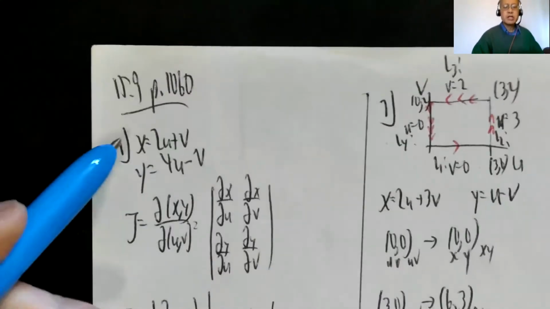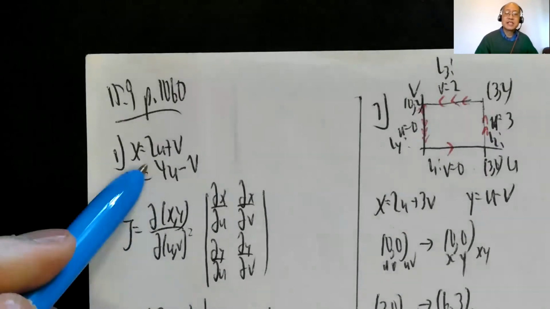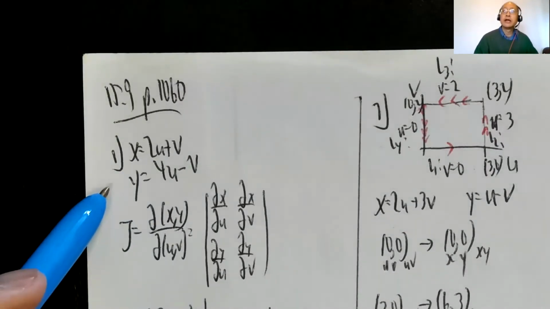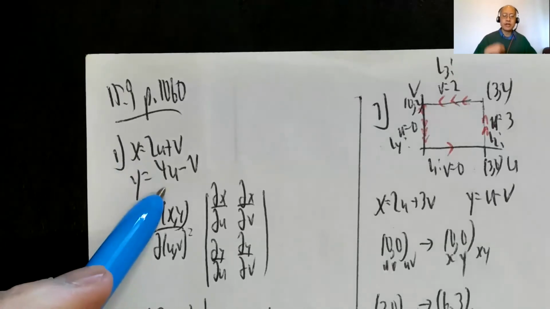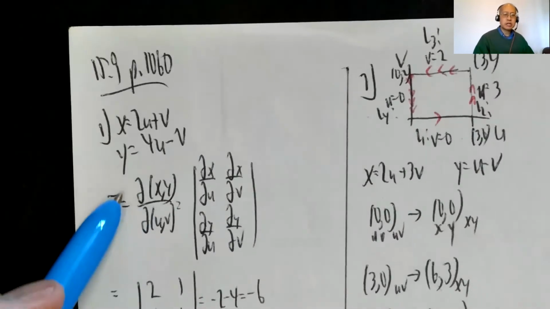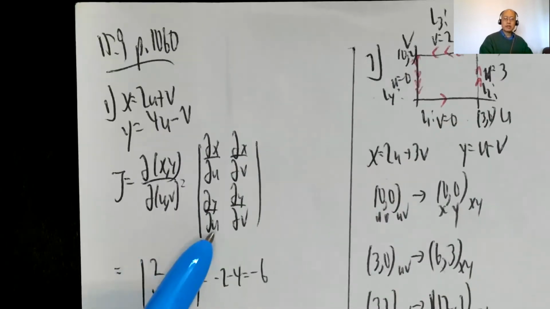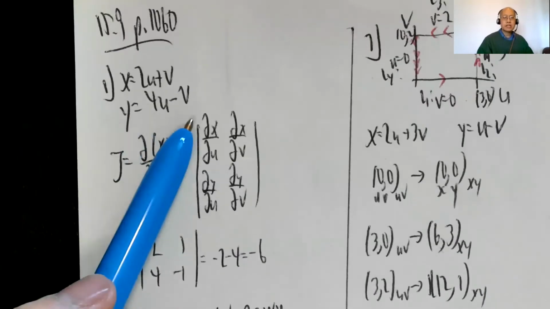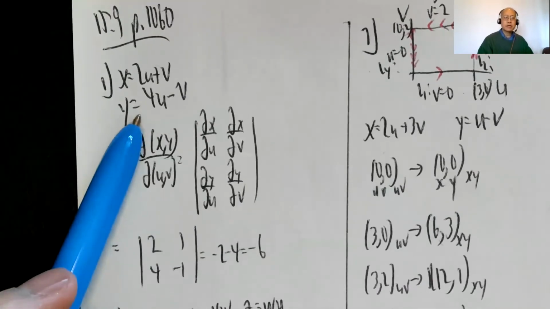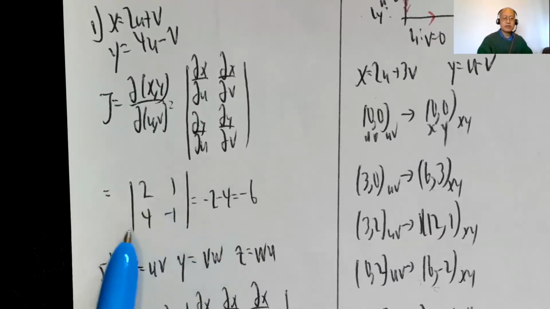All right, so number one, transformation: x is 2u plus v, y is 4u minus v. Again, this is just like in Calc 1 and Calc 2, let u equal 3x squared. But here, x and y are defined in terms of u and v. So the Jacobian, by definition, is the partial of x, y with respect to u, v: partial of x with respect to u and v, partial of y with respect to u and v. Partial of x with respect to u is 2, partial of x with respect to v is 1, partial of y with respect to u is 4, partial of y with respect to v is -1. So we have -2 minus 4. The answer is -6. That's all.